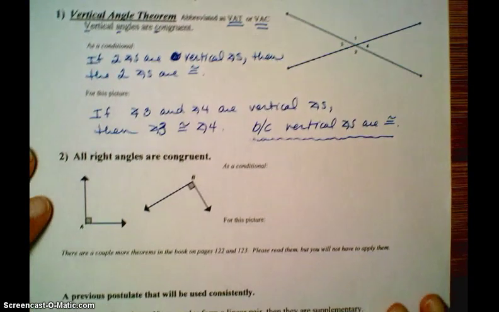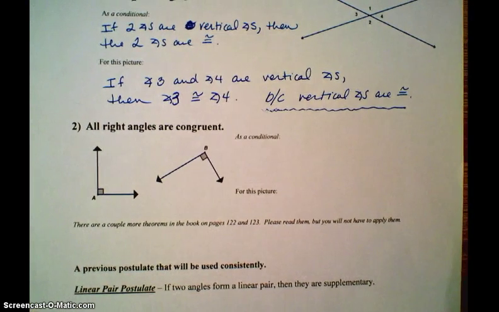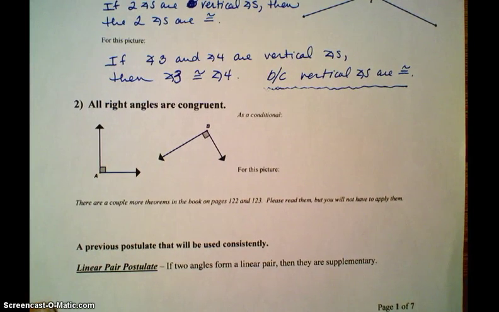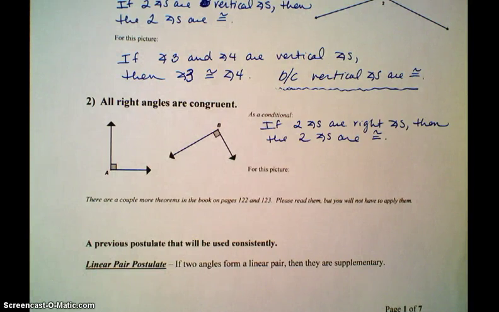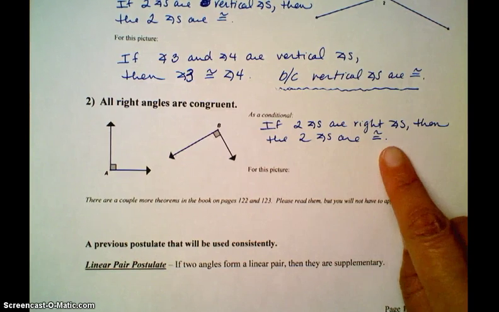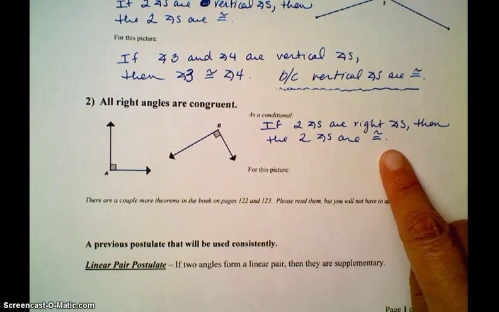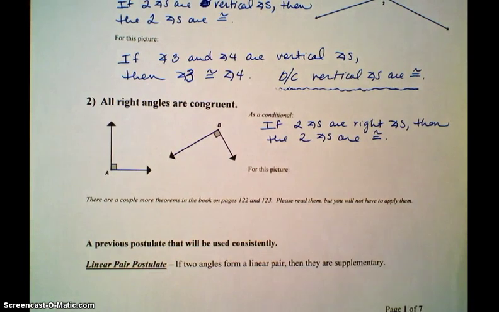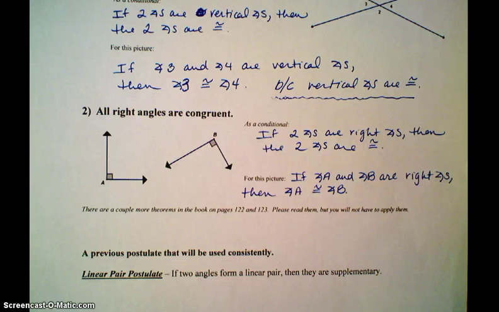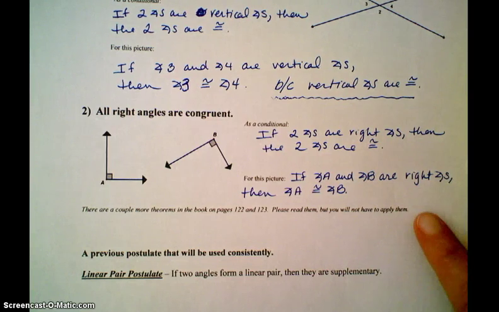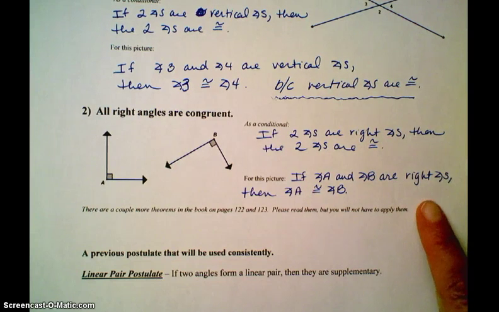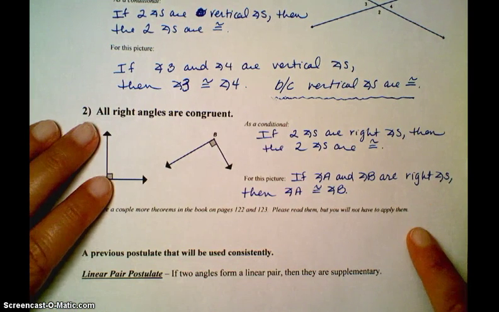Okay, the next theorem on board is that all right angles are congruent. That one is going to become a biggie as time goes by. So here's the theorem written out as a conditional. If two angles are right angles, then the two angles are congruent. Now, you can also write a statement applying to this particular picture. If we know angle A and angle B are right angles, then we can say angle A is congruent to angle B because all right angles are congruent.